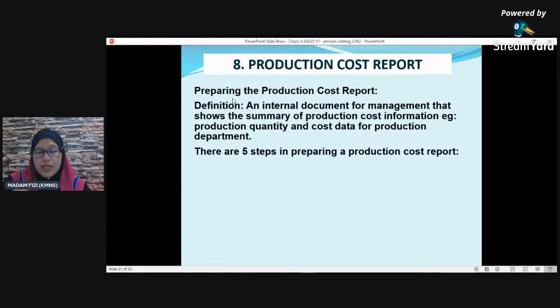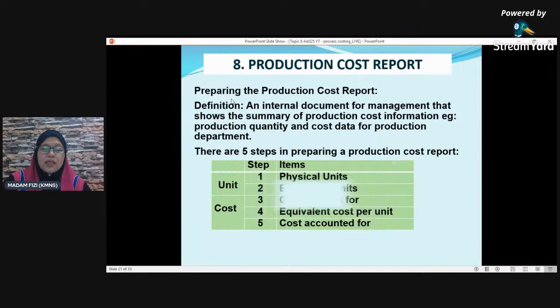Okay, so there are 5 steps in preparing a production cost report. Antara kelima ni I will divide into 2 sections. That is step 1 and step 2 is unit. Step 3, 4, 5 is cost. Dekat step 1 is the physical unit. Step 2 is the equivalent unit. Remember just now? So step 1 and step 2, dia tak ada cost.